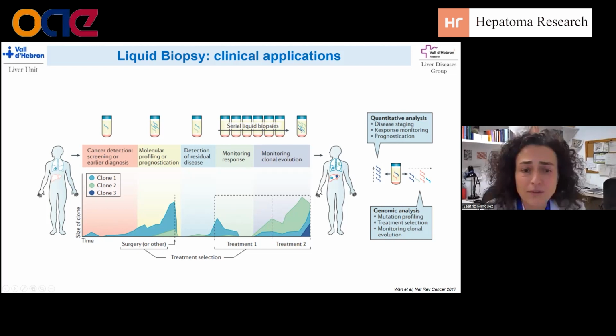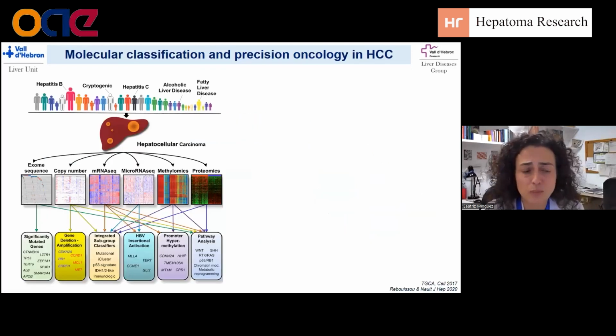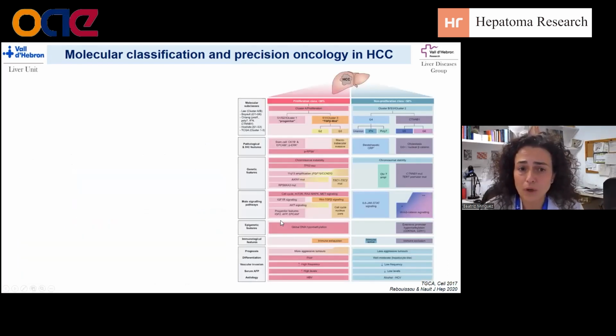What is happening in hepatocellular carcinoma? Over the past 3 decades, we have a huge amount of knowledge from a molecular point of view that has been released through different approaches, different platforms: copy number, mRNA, microRNAs, methylome. We have a lot of information that has even built a quite robust hepatocellular carcinoma molecular classification that you can see here displayed on the screen, which is based on genomic features, immunological features.